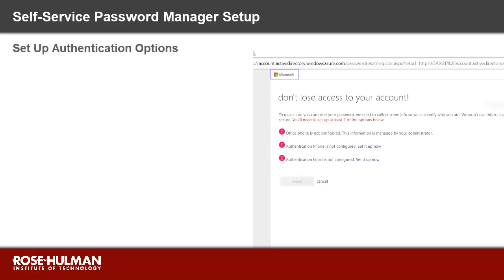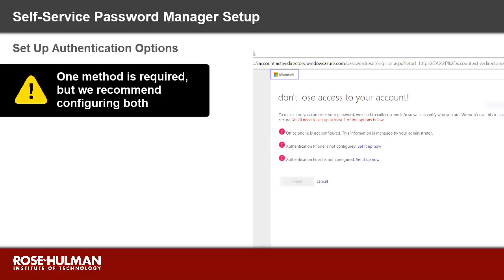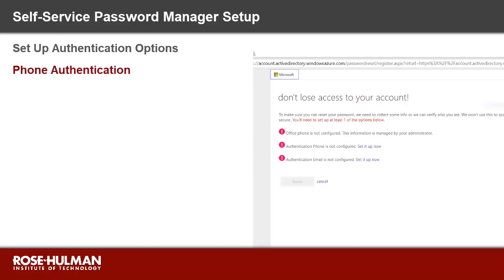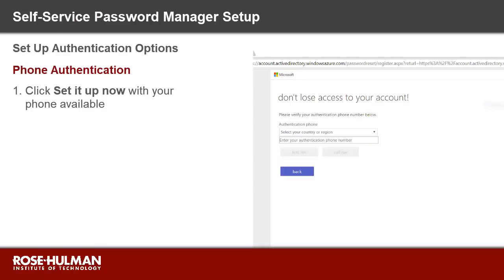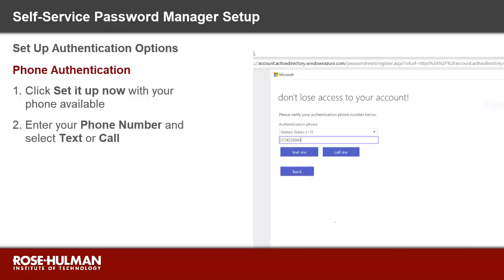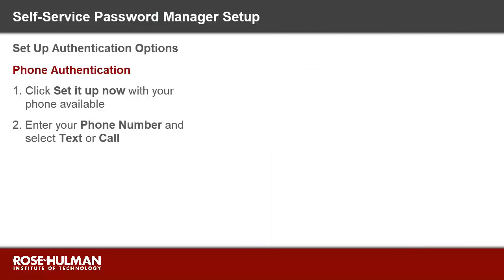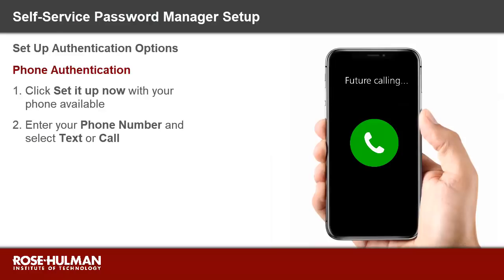First, you'll set up authentication options to verify your identity if you ever forget or lose your password and need to reset it. Only one method is required, but we recommend configuring both. For phone authentication, click Set It Up Now and have your phone available. Enter your phone number and select either text or call. The system will call or text you to test it.